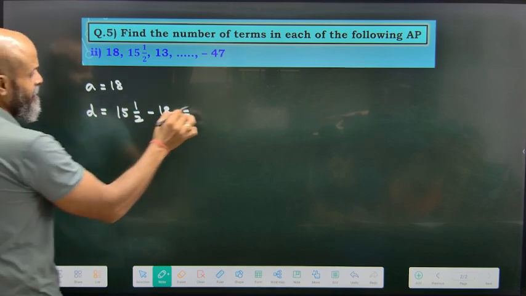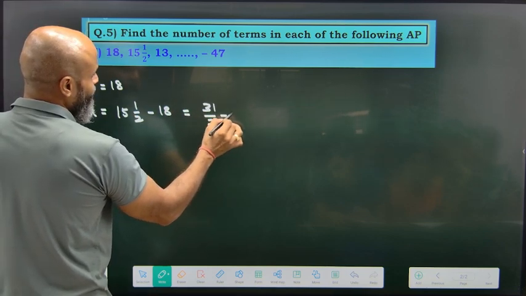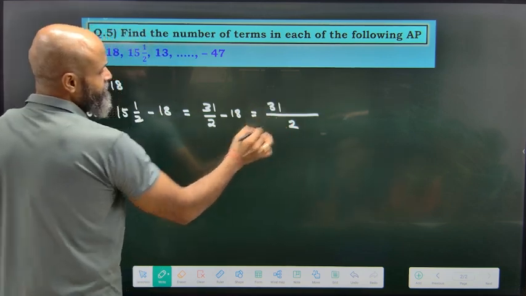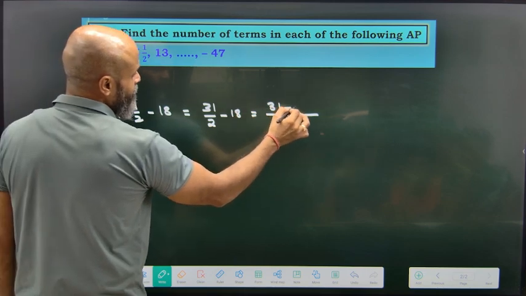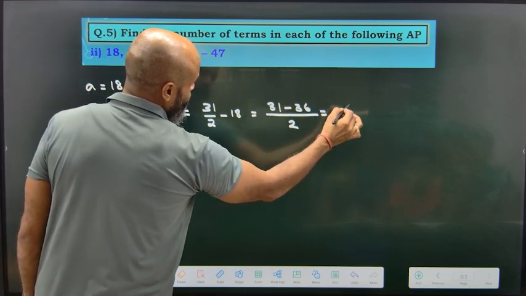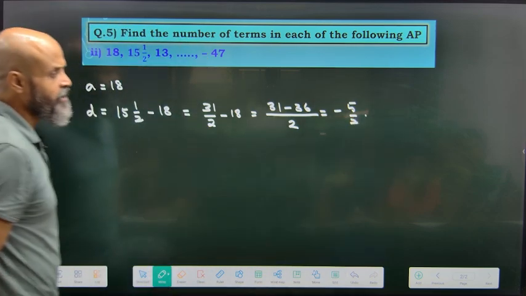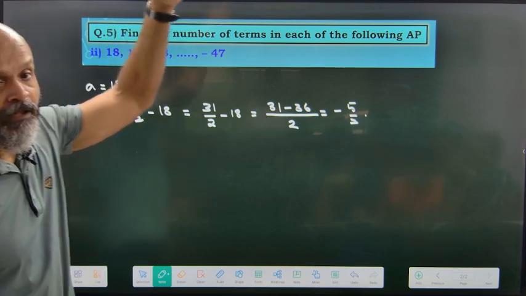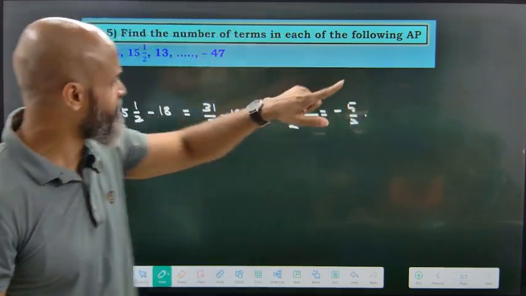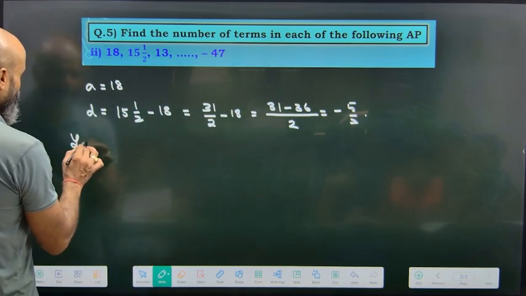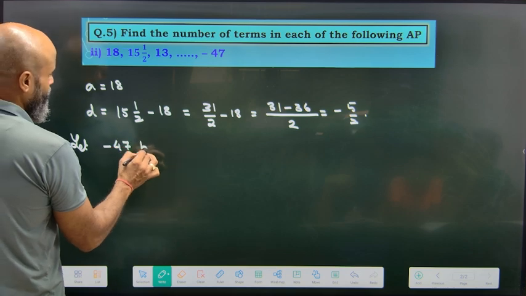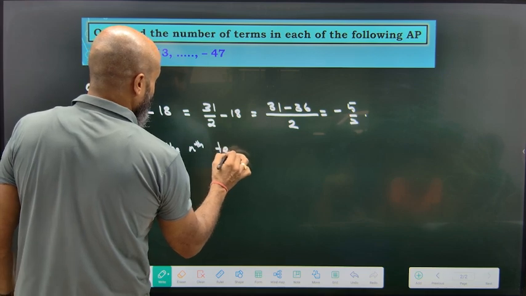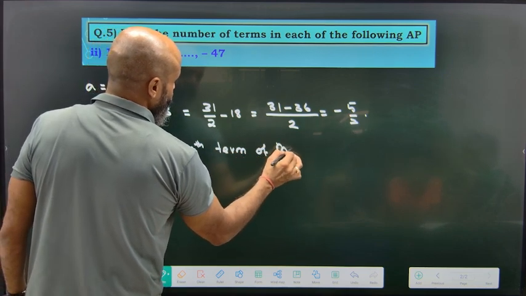15 2s are 30, 31. 31 by 2 minus 18. So the LCM will be how much? 2. So this remains as 31. 18 2s are 36. So that's how much? Minus 5 by 2. So this is your common difference d. Okay. Now what will be your opening sentence here? Let minus 47 be the nth term of the AP.